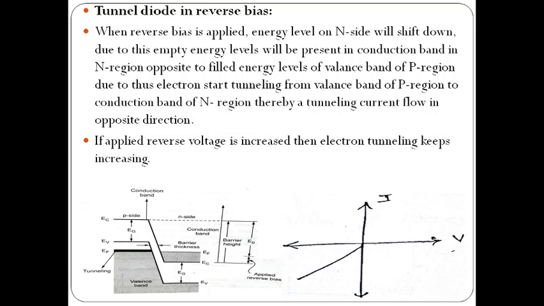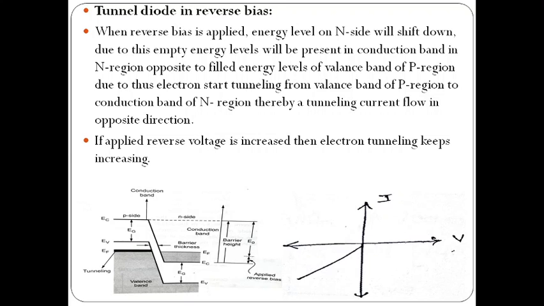Due to this, electrons start tunneling from the valence band of the P region to the conduction band of the N region. So electrons are moving from the P region to the N region, thereby the tunneling current flows in the opposite direction. So current is moving from N to P.